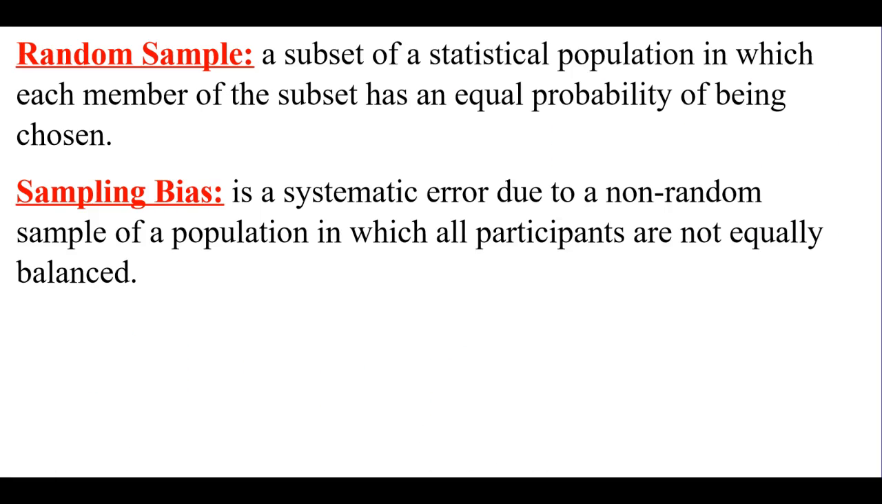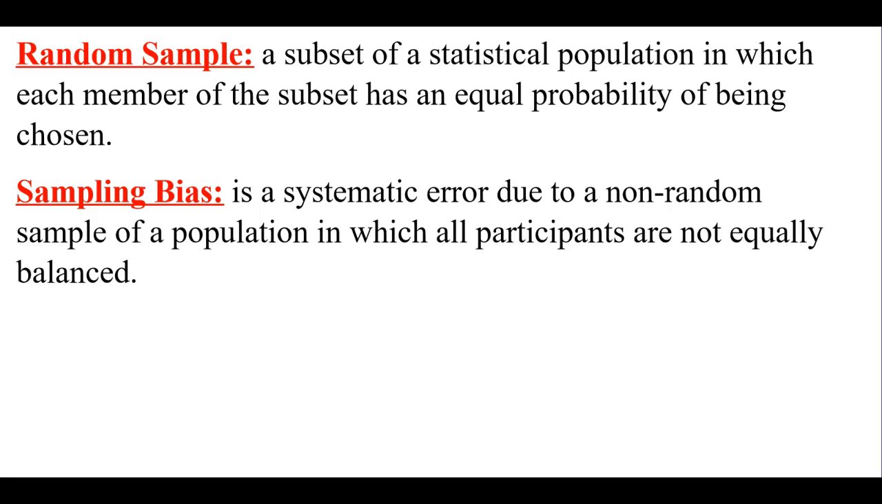Now, real quick, we already talked about this a little bit, but random sample, because now that we're talking about experiments, a random sample is a subset of a statistical population in which each member of the subset has an equal probability of being chosen. If I'm taking a random sample, but I only poll the people in the library, is that technically a random sample? No. That would be a sampling bias.